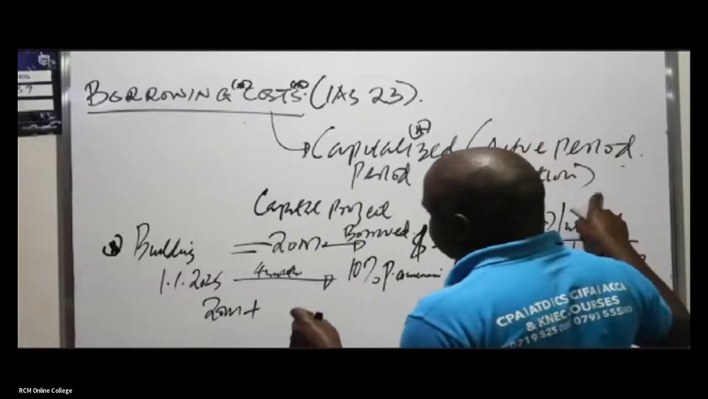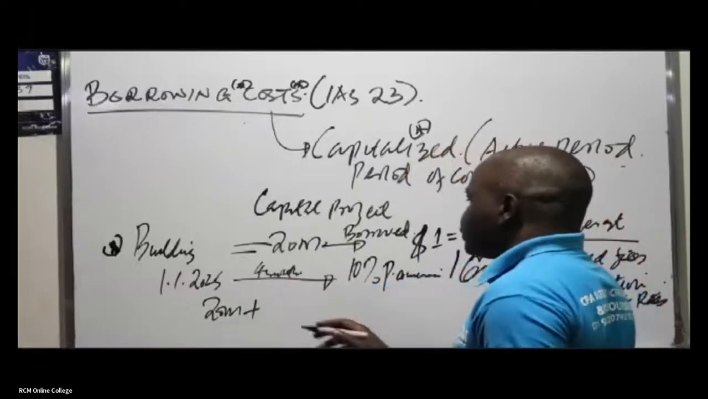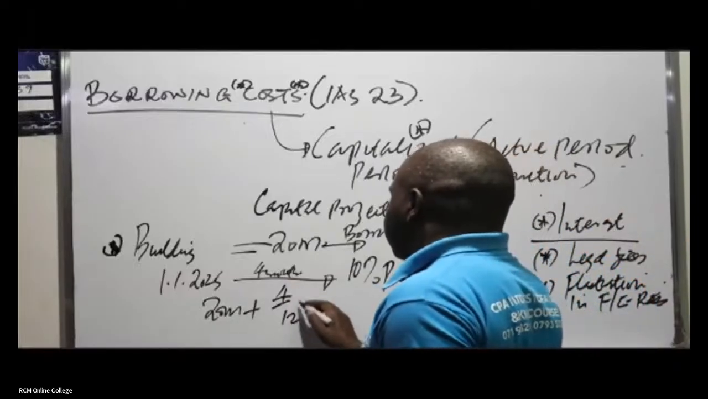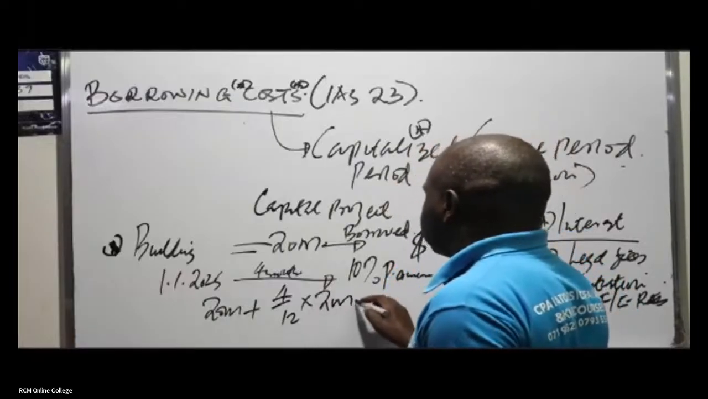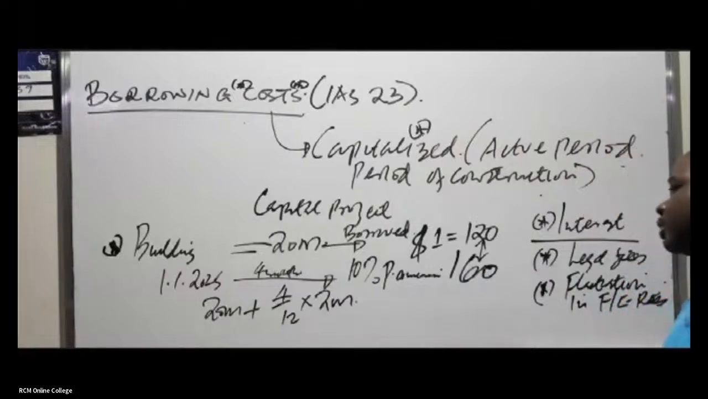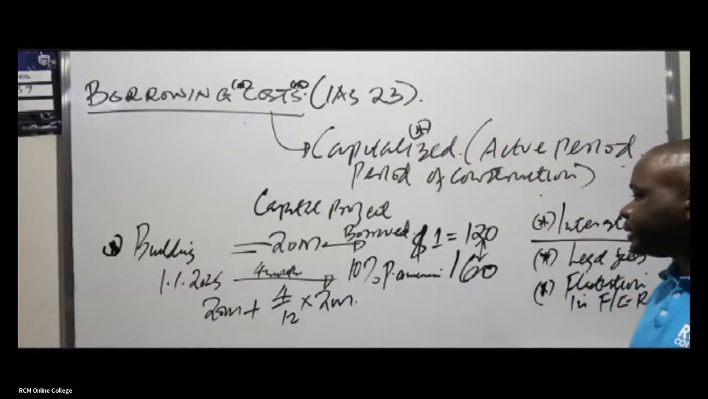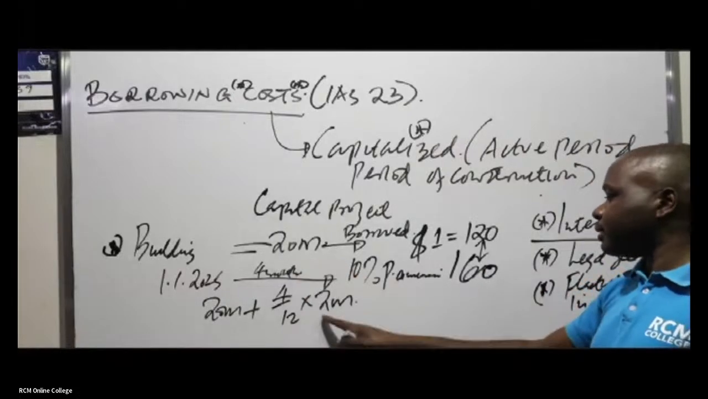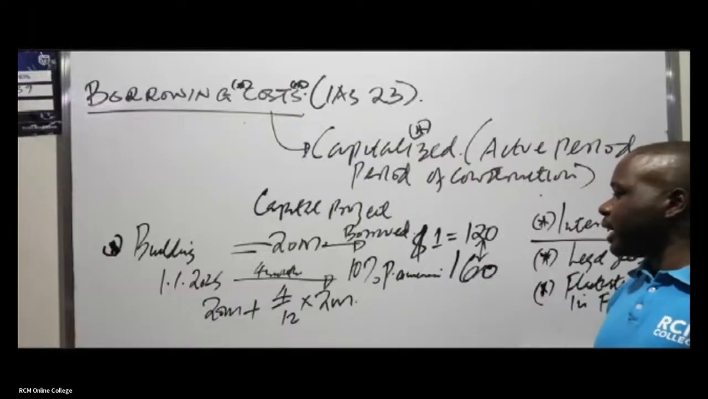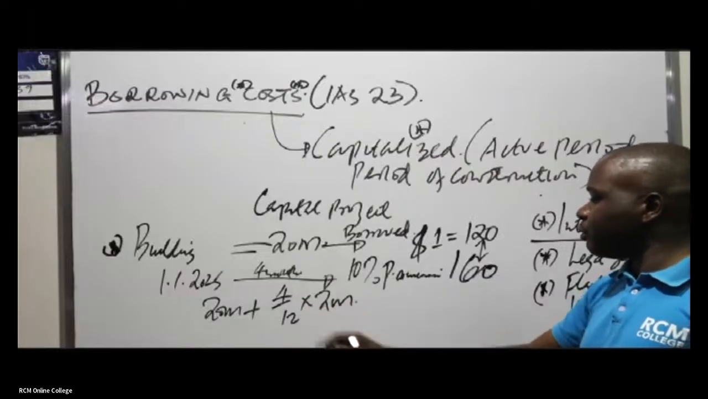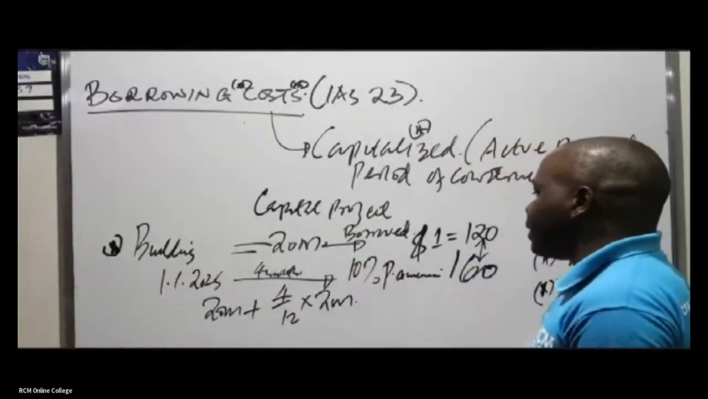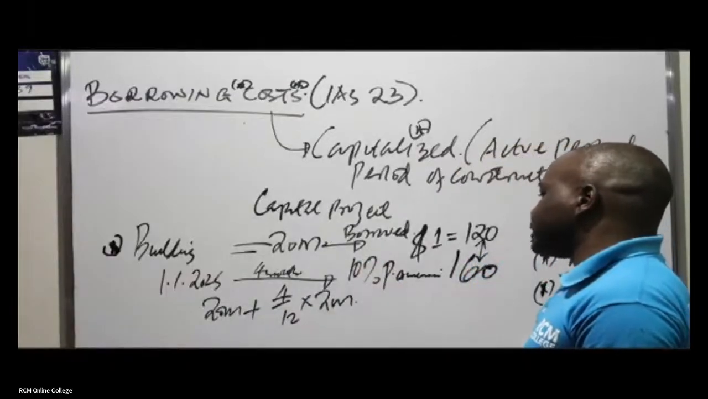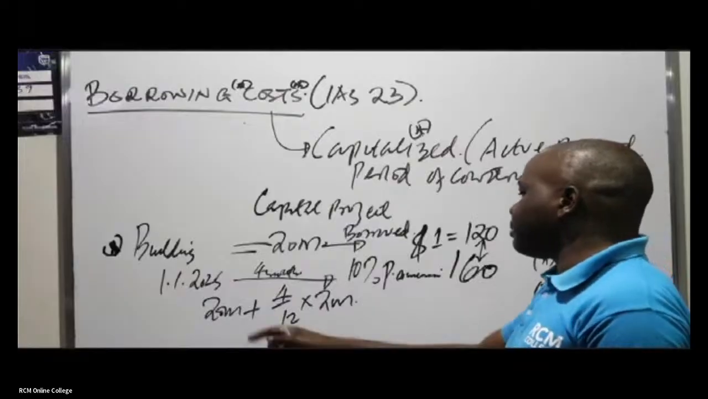Active period of construction is how many months? 4 months. We'll be able to say 4 out of 12, multiplied by the interest, which in this case is 2 million. Don't ask me where 2 million is coming from. This is simple mathematics. 10% of this per annum is exactly 2 million. So now it is only for 4 months. You are apportioned for 4 months, so 4 over 12. It is a third. So you'll be able to come to what?